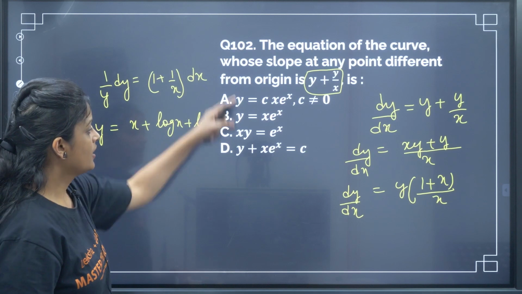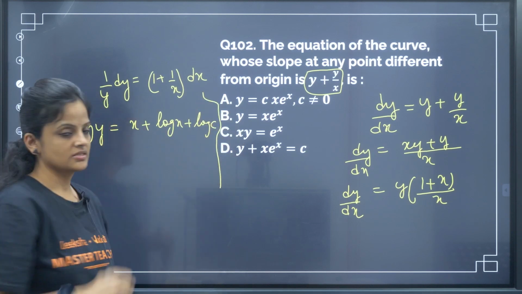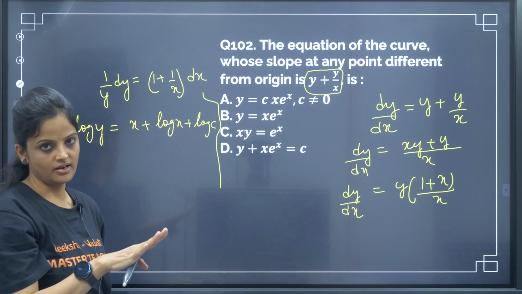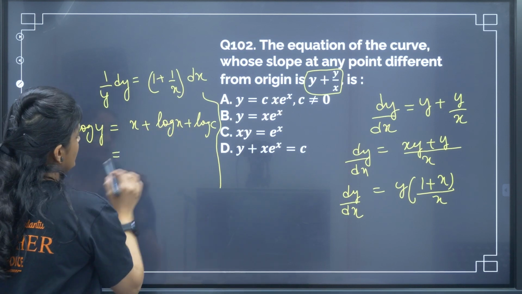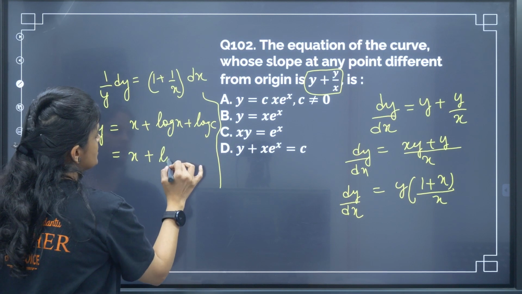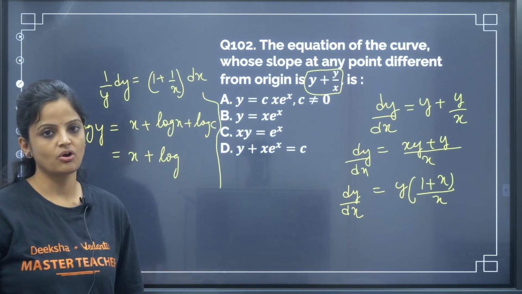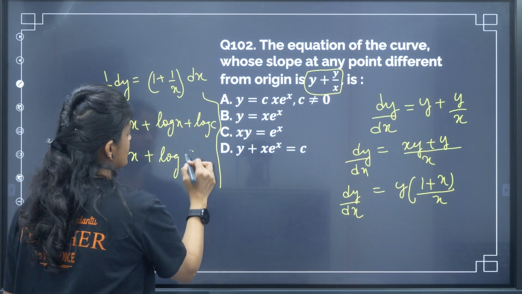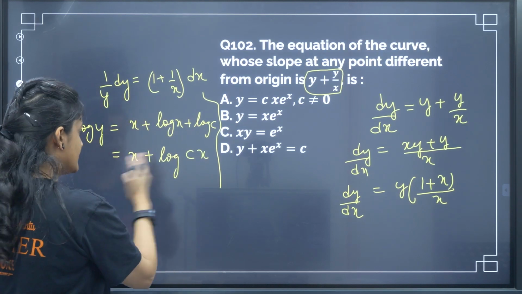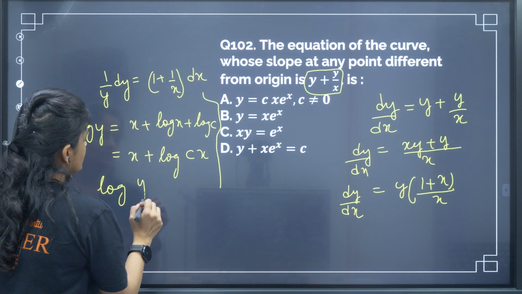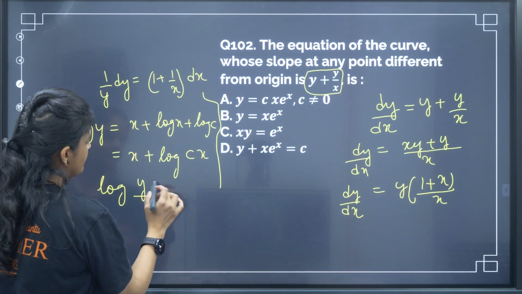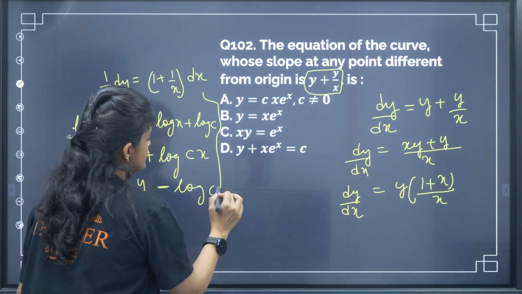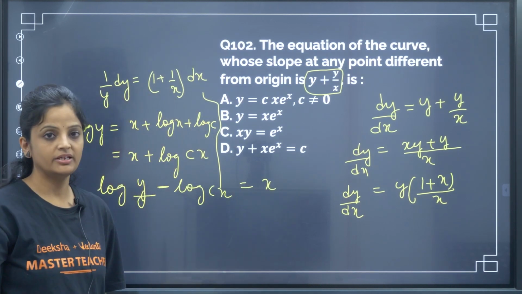From here you have to go with the options. See, what they are asking you is without the logs. Now we have a log here. I have to eliminate the log. What will I do? I will merge this. I have the property log m plus log n, we can write it as log mn. So merge this with a multiplication, and send it to the other side. Before taking it down, it will be log y minus log cx is equal to x. It will be in this form.